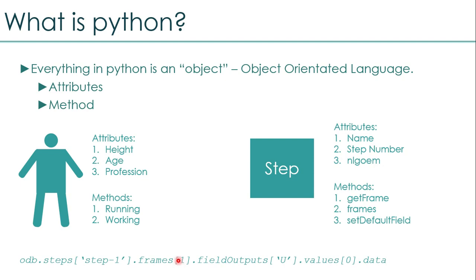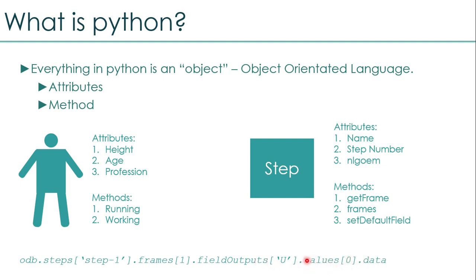So again we are indexing to 1, so this will give the second frame. Basically it will start from 0, so 0 1 2 3, so 1 corresponds to the second frame. Again we are using the same dot notation, and we are accessing the field outputs. Here we are accessing the U, that is the displacement output. So after this we are trying to access the data.